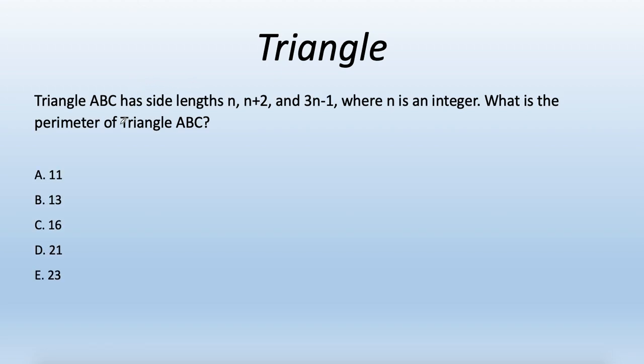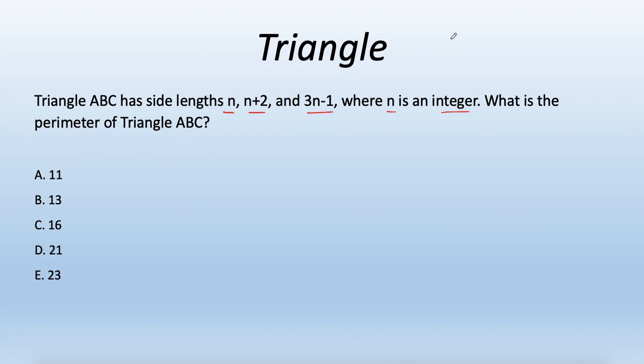Okay, so let's get started. So this is the first question for today. We have a triangle ABC which has lengths n, n plus 2 and 3n minus 1, where n is an integer. What is the perimeter of triangle ABC?